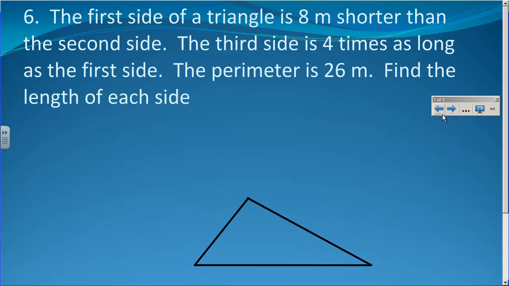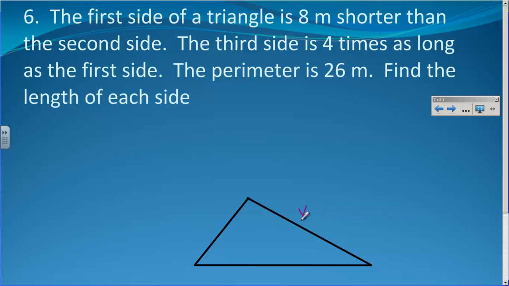One last question. The first side of a triangle is 8 meters shorter than the second side, and the third side is 4 times as long as the first side. The perimeter is 26. Find the length of each side. Well, let's get it labeled. The first side is 8 meters shorter than the second side, and the third side is 4 times as long as the first. The only thing they really don't give us information about is the second side.